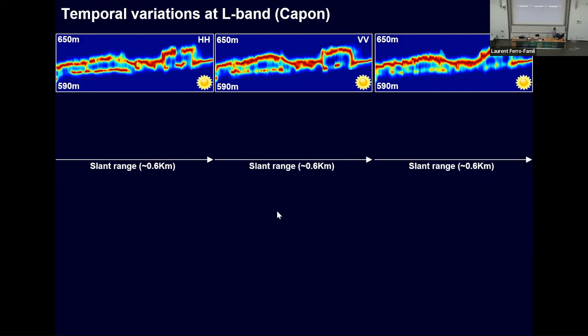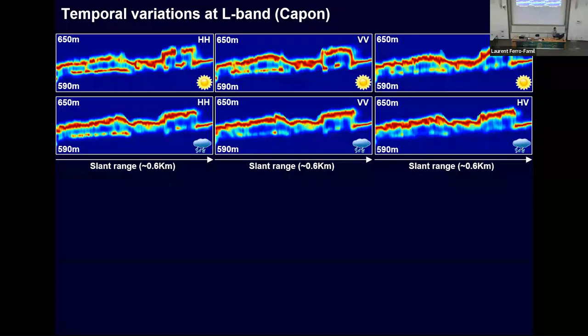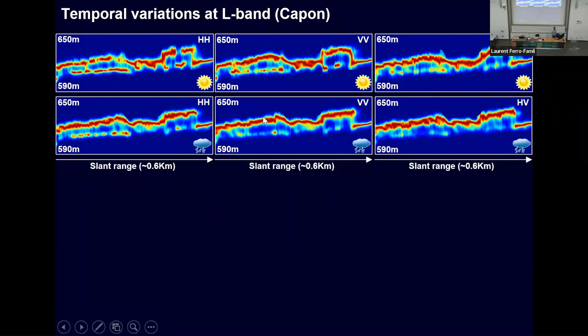And these are, for instance, tomographic reflectivity profiles after a number of sunny days. This is still Traunstein, Bavaria. And you see here, for instance, in HH, you have the strong response of the ground. Two days after, we had a second acquisition, and in between there was a rainfall, lasting until just a few hours before the acquisition. And this is how the profile looked. So what do you see immediately? What happens after the rain?